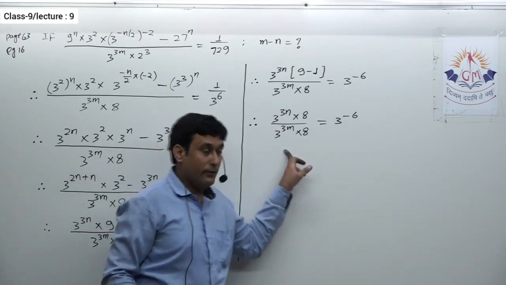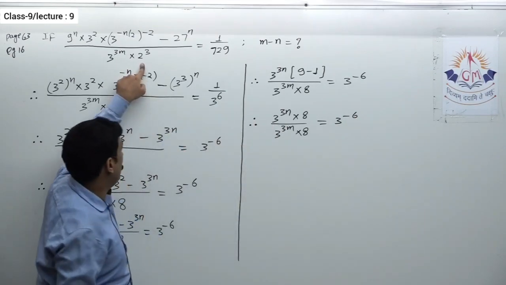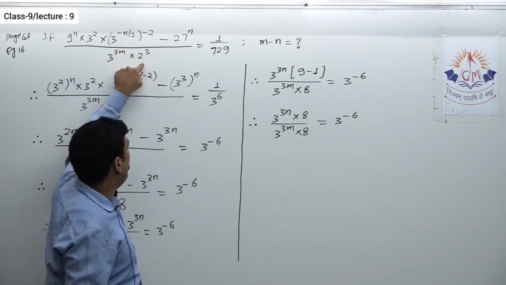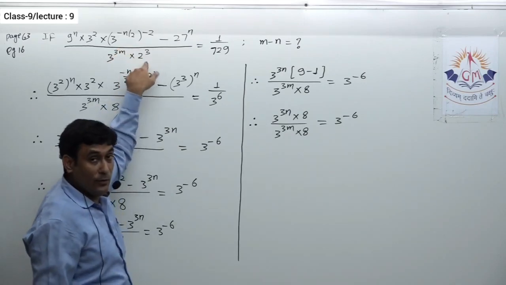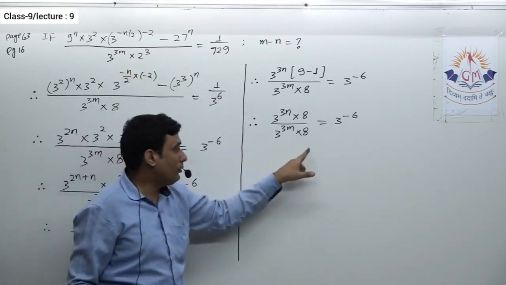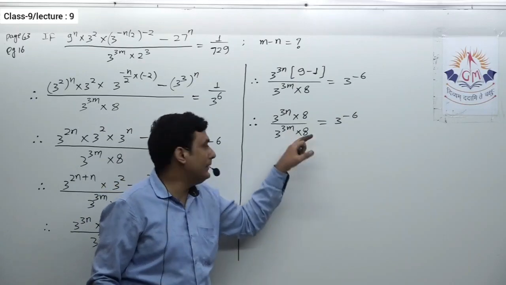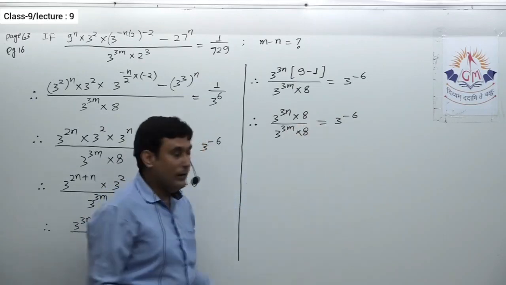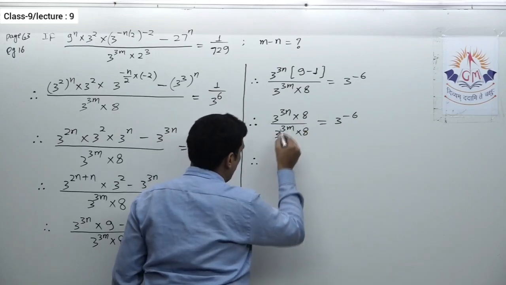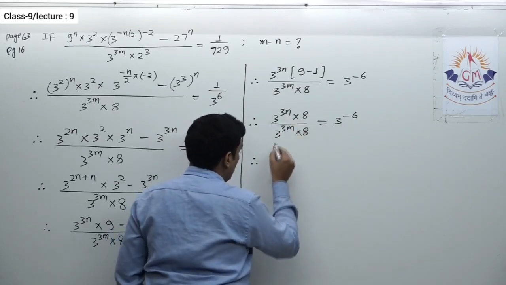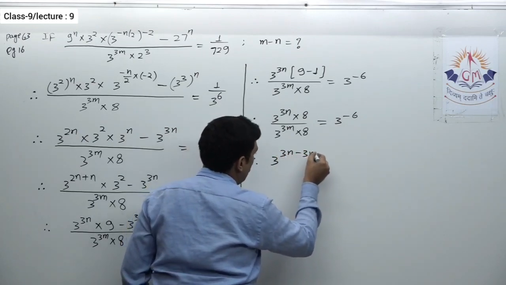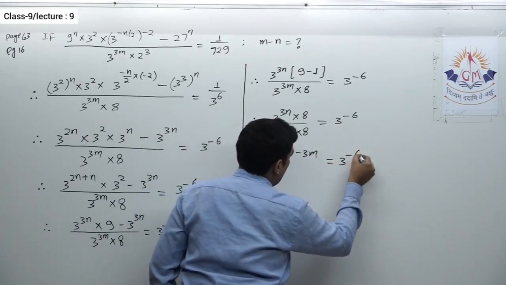See, when I started that question, I told you either it may make trouble, or it will make the solution easy. So here actually this 2 raised to 3, or 8, makes your calculation a little bit easier, because now this 8 and 8 I can cancel out. So this will cancel out. So here now if I apply the quotient law, I can write 3 raised to 3n minus 3m is equal to 3 raised to minus 6.